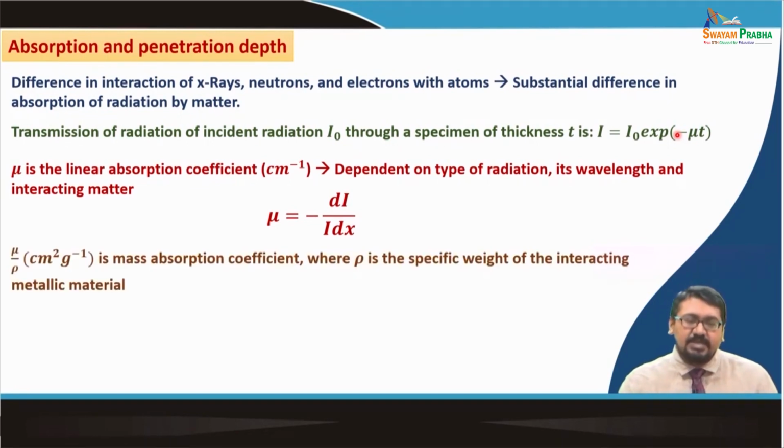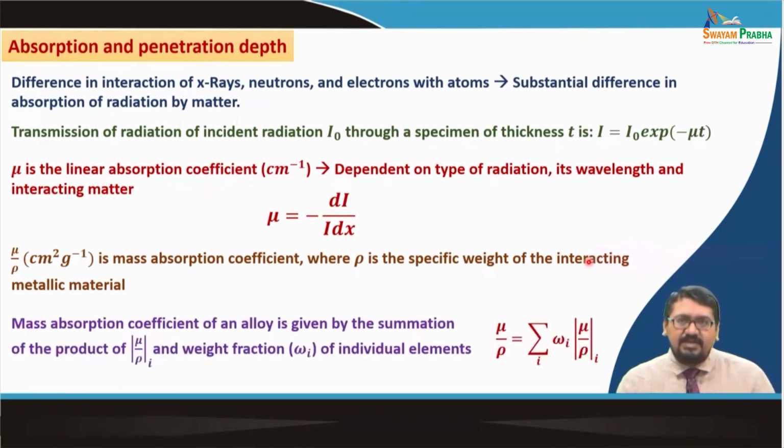Now, you see, usually the linear absorption coefficient is not shown in terms of mu, rather it is shown in terms of mu by rho, where mu by rho is basically the mass absorption coefficient, and is given by the unit centimeter square per gram. Where rho is the specific weight of the interacting material, right.